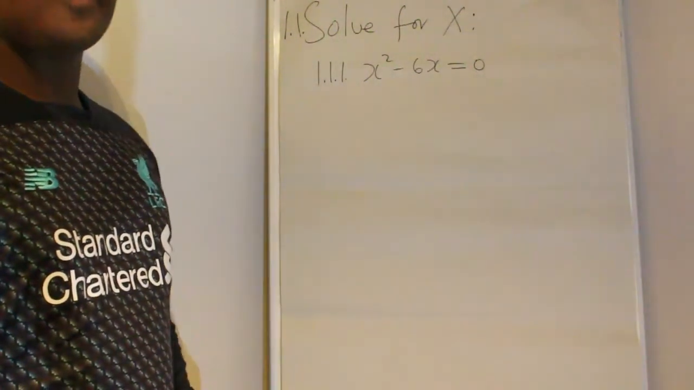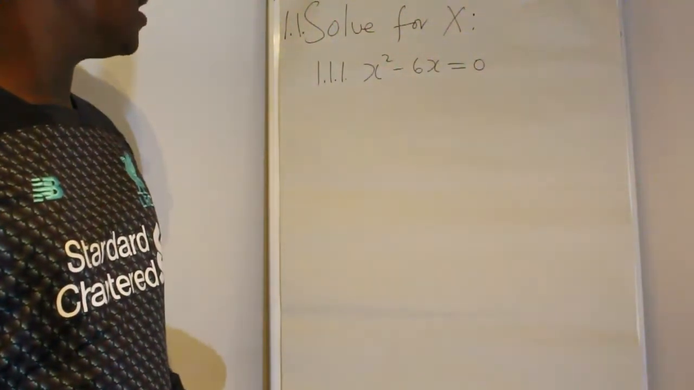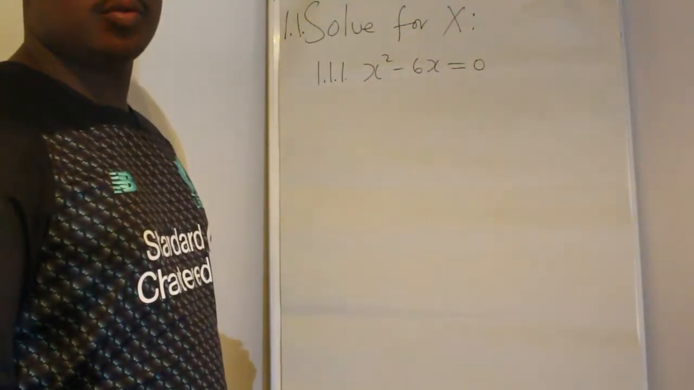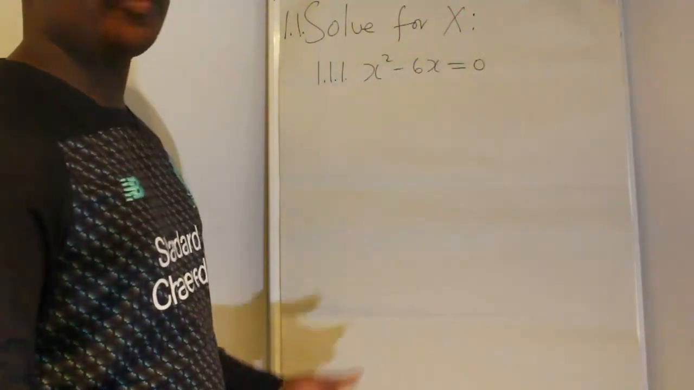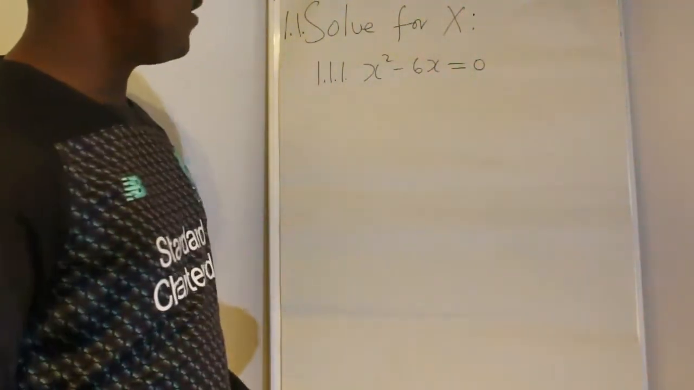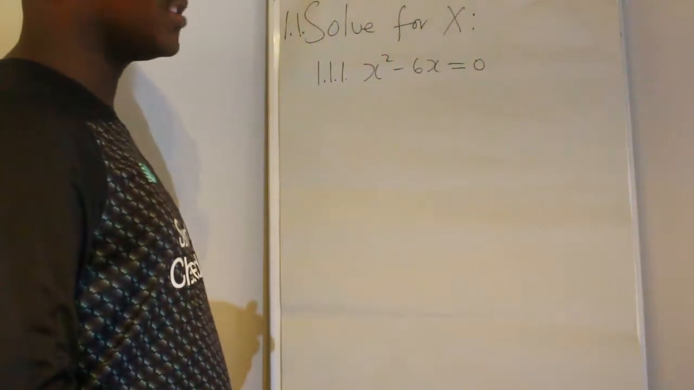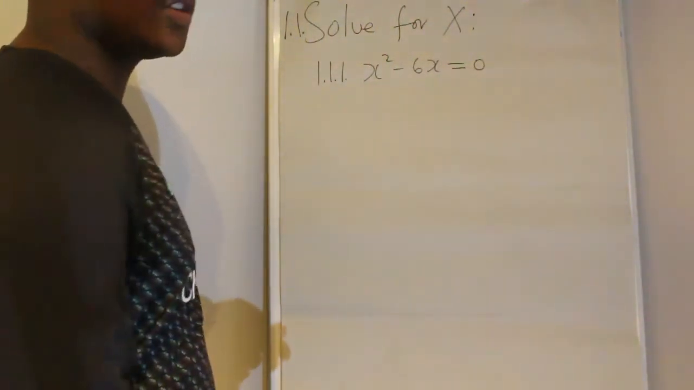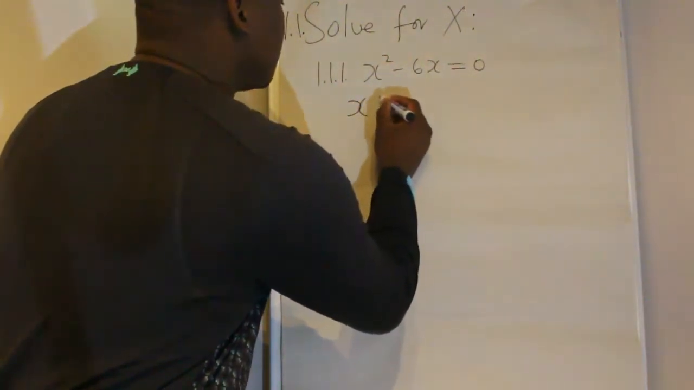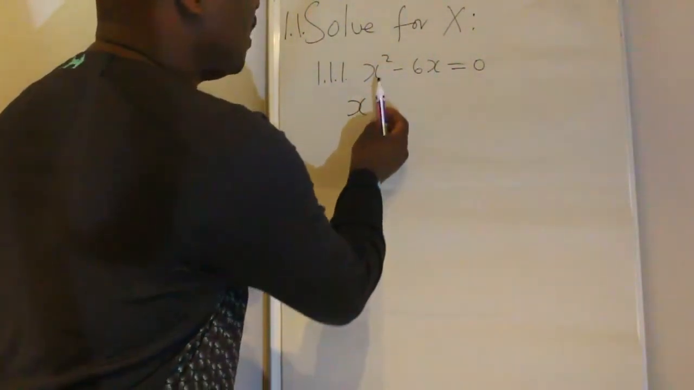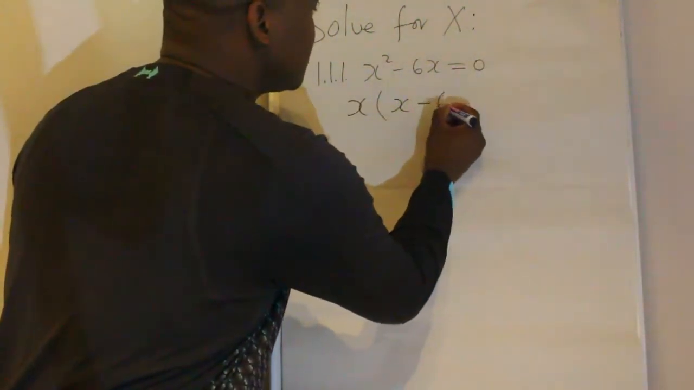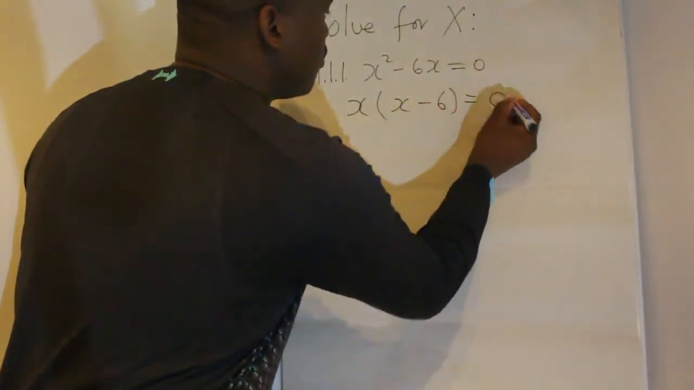This one is one of the simplest. When you have one of the simplest like this, the first step that you have to do is factorize it. To factorize this problem, you take out the common factor. The common factor on this one is x. So you take out your x as a common factor. So x is out. Inside your bracket you'll be left with x minus 6 is equal to 0.